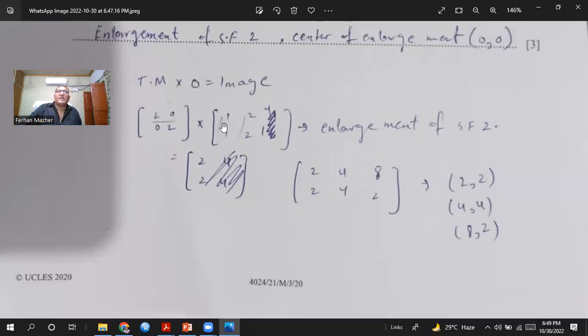First of all, this row will multiply. So 2 multiply 1 is 2, plus 0 multiply 1 is 0. So 2 plus 0 will be 2. And 2 multiply 2 is 4, 0 multiply 2 will be 0.